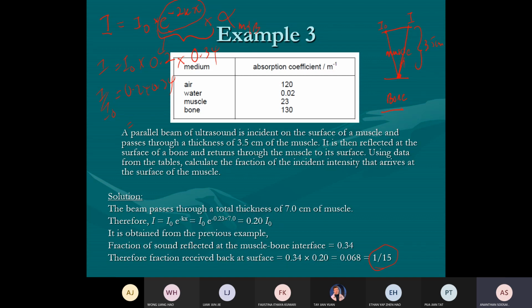So the fraction that reached the surface of the muscle is only about 6.8% of the original intensity. Reached the surface, yes, 6.8%. Oh, acoustic impedance. In the previous slide, in the exam, the table must be given. It must give the acoustic impedance.